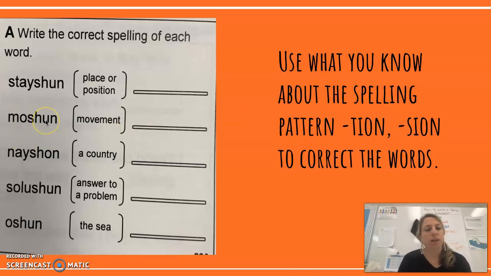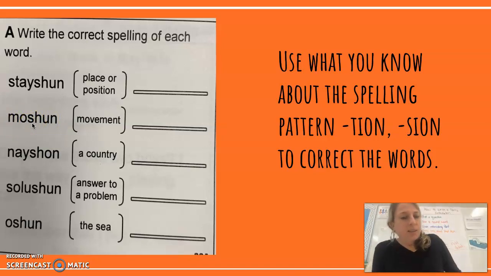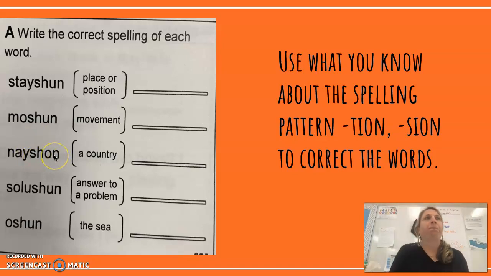We have motion, which would be the MO. The O says O, and then the Tion makes the shun sound. The next one we have is nation. The NA makes the A sound, and then the Tion makes the shun sound. Solution, we have the SOLU, and then the shun sound would be the TION. And the last one we have is ocean. It doesn't follow any of these spelling patterns, so I'm not really sure why they put it with this one, but it's OCEAN. It does have the shun sound, but it is spelled differently.